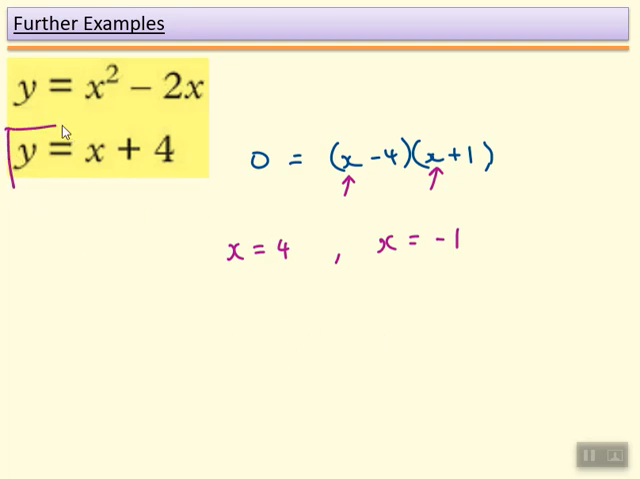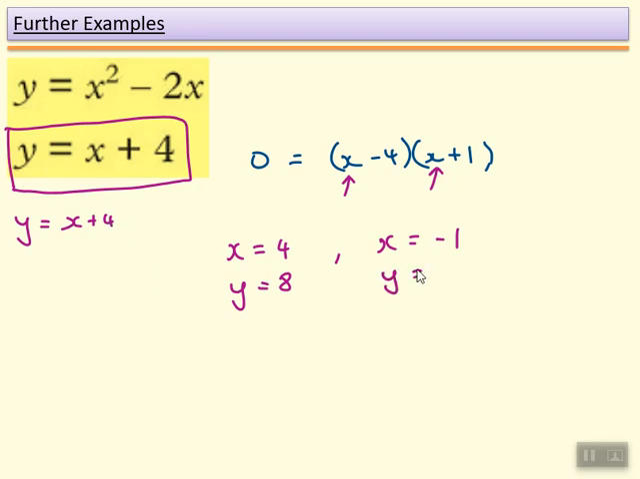So we go back to one of these equations, and this one's probably the easiest one. It tells us that y equals whatever x is, add 4. So in this case, x is 4, so the corresponding y value would be 8, because it would be 4 add 4. And this one would be minus 1 add 4, which is 3. So they're your two sets of values. So this is one value, and this is the other one.